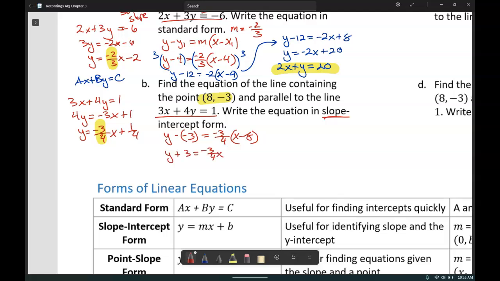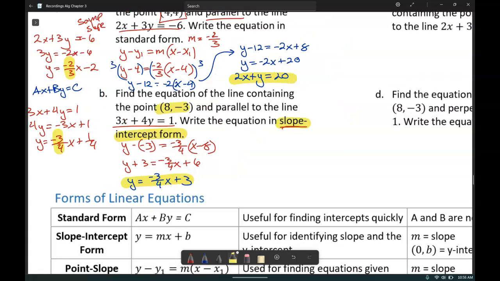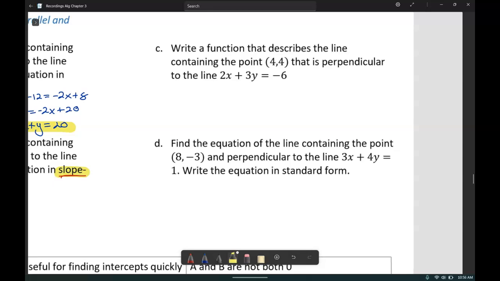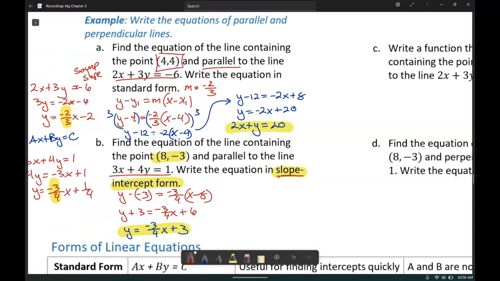We'll distribute, and we will subtract. And there's our equation in slope-intercept form. Now with perpendicular lines, they have opposite reciprocal slopes. And so notice this is the same equation that we had before over here.